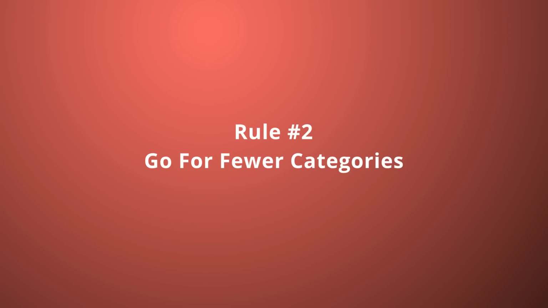So rule number 2 is go for fewer categories. Really the only exception here is a magazine style website, a website where basically you publish dozens of articles a day, a news style website where you have many categories, and there it starts making sense to have a lot of categories and subcategories and so on. But for the vast majority of websites, for any kind of website that publishes one post per day or less, go for fewer and clearer categories.